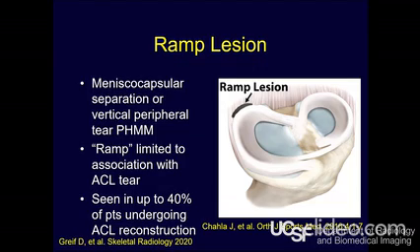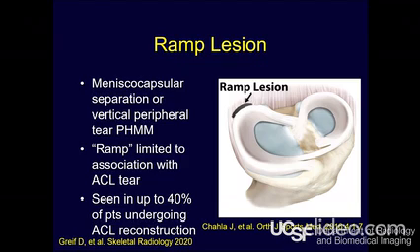And it can be a meniscocapsular separation, or it could be a vertical peripheral tear. And it can involve the little ligaments that keep your meniscus in place back there. And it's only called a ramp lesion when you also have an ACL tear. You can see these without an ACL tear, but don't say ramp lesion. And a lot of these people have it. 40% of your ACL reconstruction patients have it.